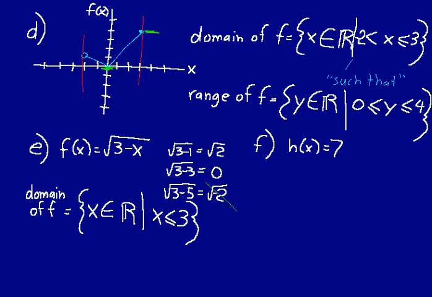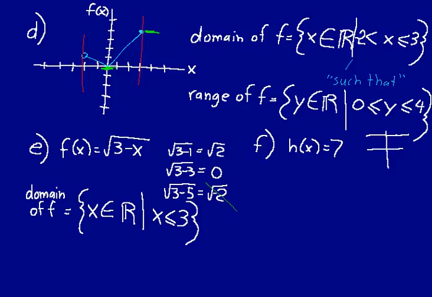Just think about it. If we make a little xy axis and we draw y equals 7, that would be a horizontal line. So it has all kinds of x values but only one y value.